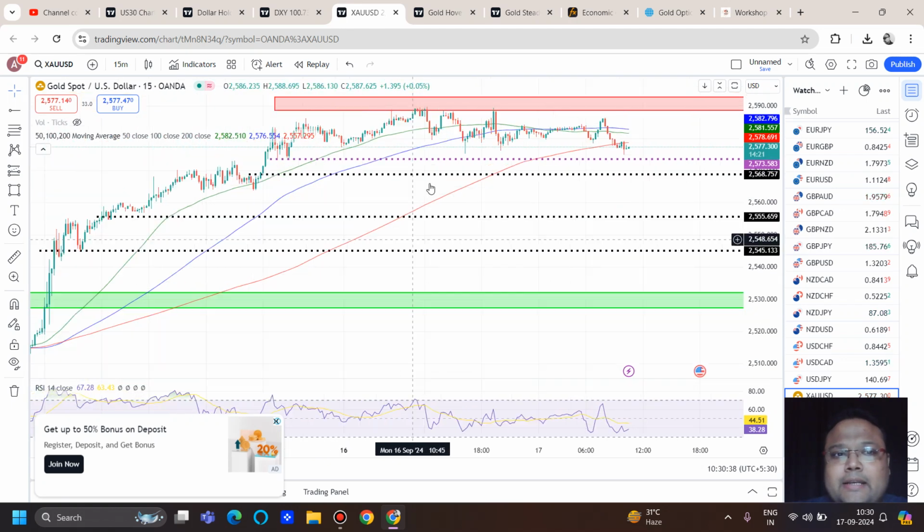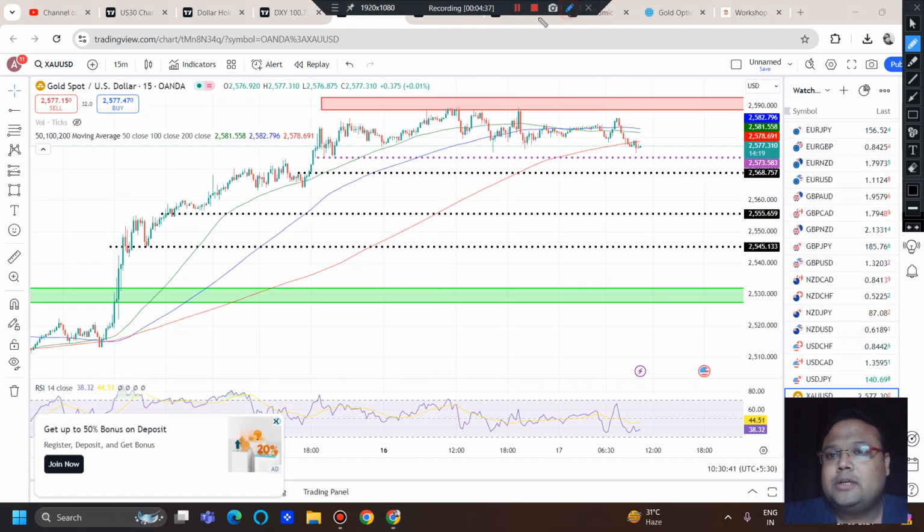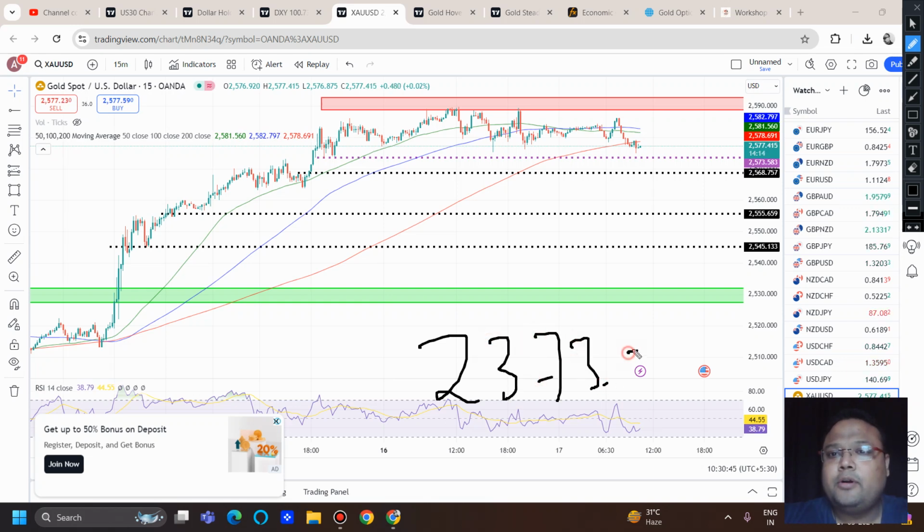In this case, the next support on the chart of gold is around 2373.5. This is the next support on the chart of gold where we can look for a buy as a day trader. How much can we expect? We can expect 40 pips.